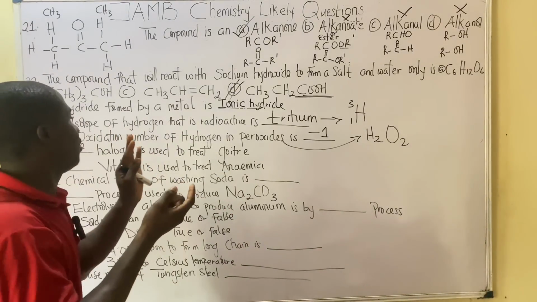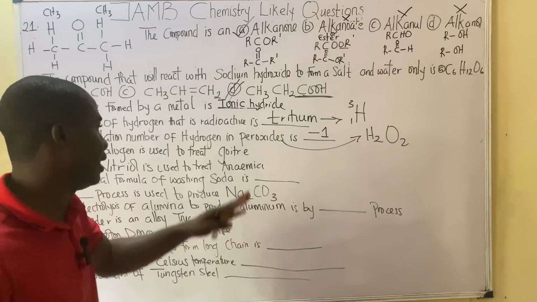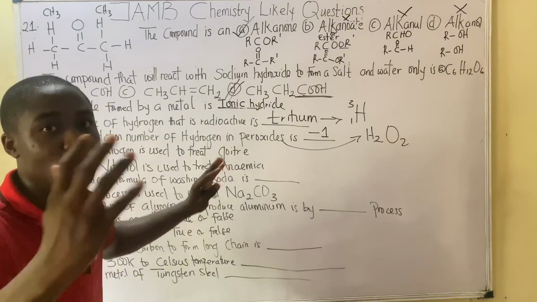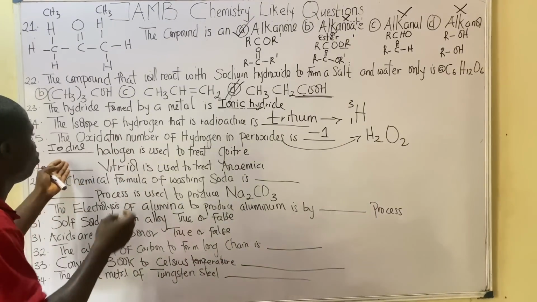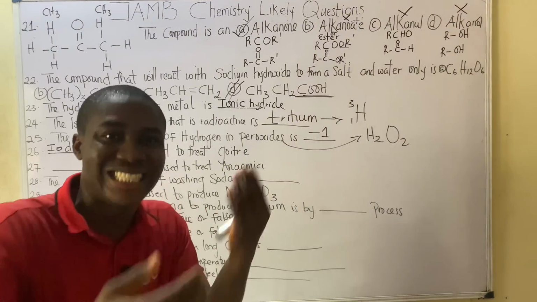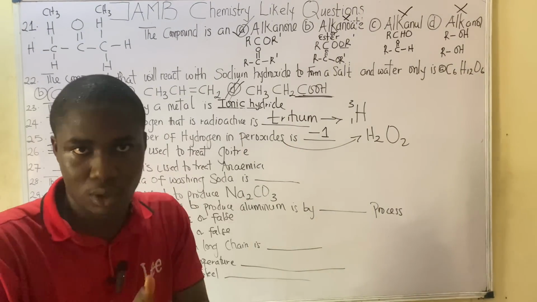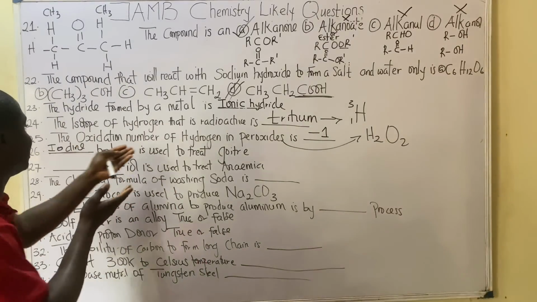So if the thyroid gland is affected, then it can lead to goiter, which is due to the deficiency of iodine. So to treat it, we give the person diet that contains iodine. Do you understand the point? So that must be noted. And iodine is a halogen.